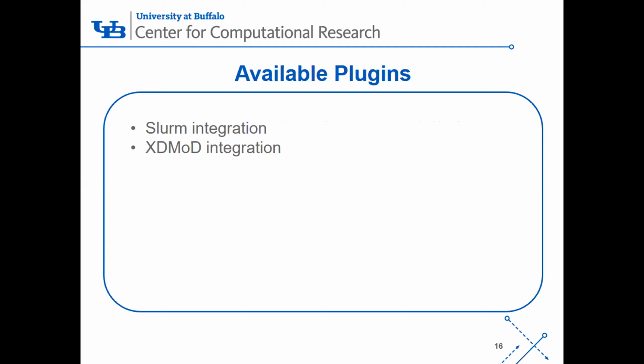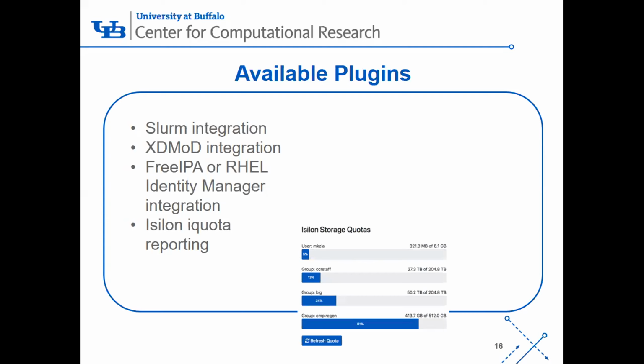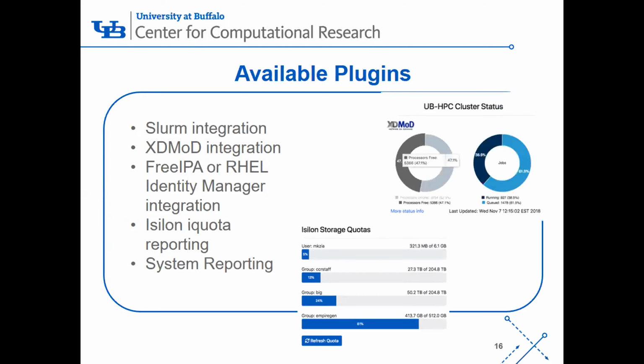So as of right now, we have the Slurm integration, XDMod integration. Like I said, you can see your cloud usage. We will eventually be able to see cluster usage. We use FreeIPA for directory services. We also built a simple Isilon quota reporting tool in case you happen to have an Isilon. So that's what that looks like. And then we have some really basic system reporting. This is something that we had done years and years ago, so we just kind of tied it into ColdFront as an example of what you could do with your own system reporting.